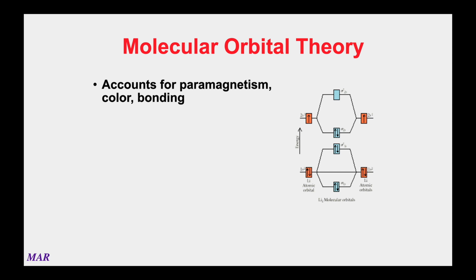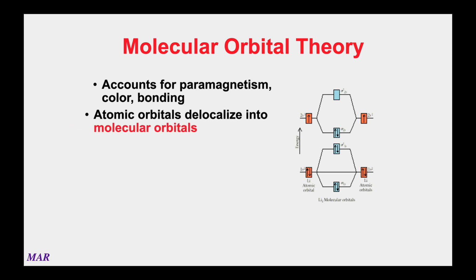So, for example, molecular orbital theory, and by the way, on the right is an example of a molecular orbital diagram, will account for things like paramagnetism, which is whether or not there are unpaired electrons in the molecule. It will account for things like color. It does a great job talking about bonding.